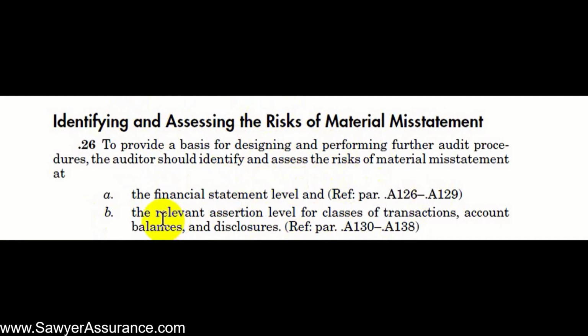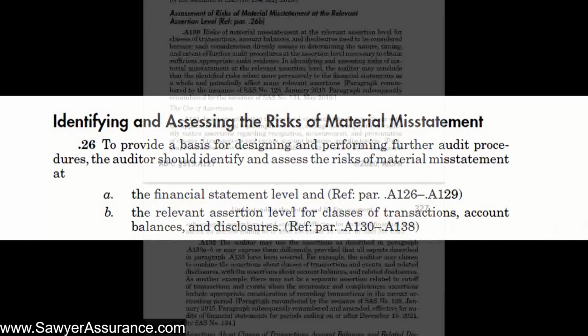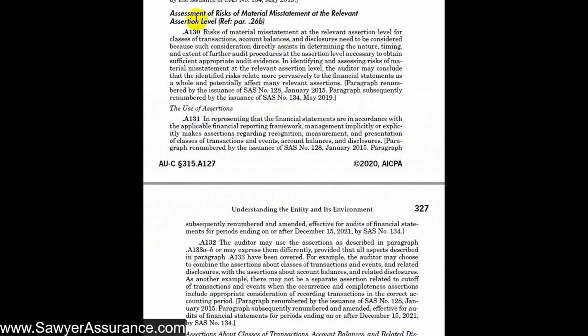In this particular video, we'll talk about identifying the risk and assessing the risk of material misstatement at the relevant assertion level for classes of transactions, account balances, and disclosures. So let's go down to section A130 through A138 to get a little more details about how to go about this. Okay, so here we're diving into more details about assertion level risk.